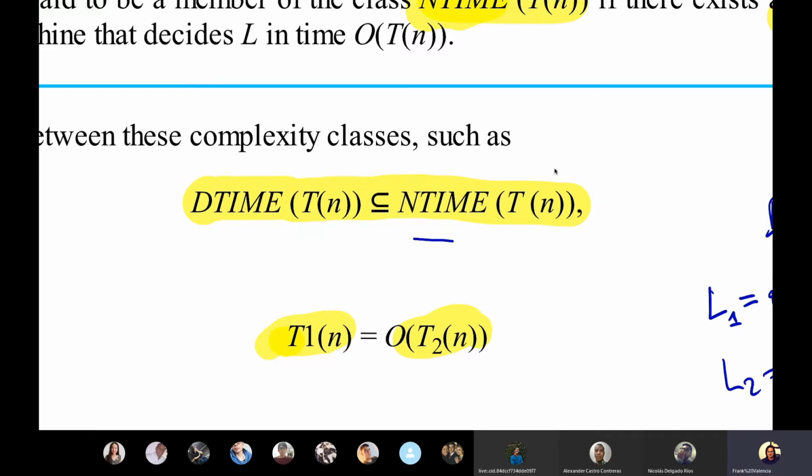Do you have any idea why? I think that it's because any deterministic machine is also a non-deterministic machine that doesn't exploit that non-deterministic property, that has one choice at every moment. Very good. Yes. Excellent.